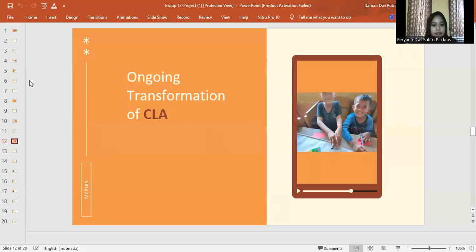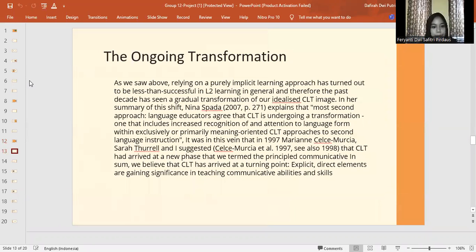Okay, the next material is the ongoing transformation of CLT. Next slide, please. The ongoing transformation, as we saw above: relying on a purely implicit learning approach has turned out to be less than successful in L2 learning in general, and therefore the past decade has seen a gradual transformation of our idealist CLT image.